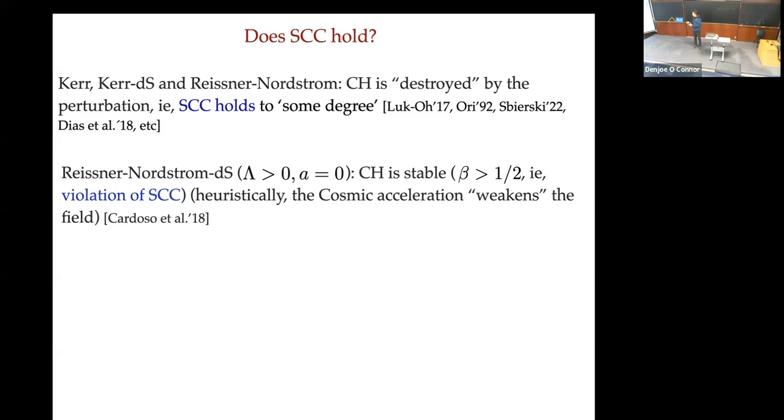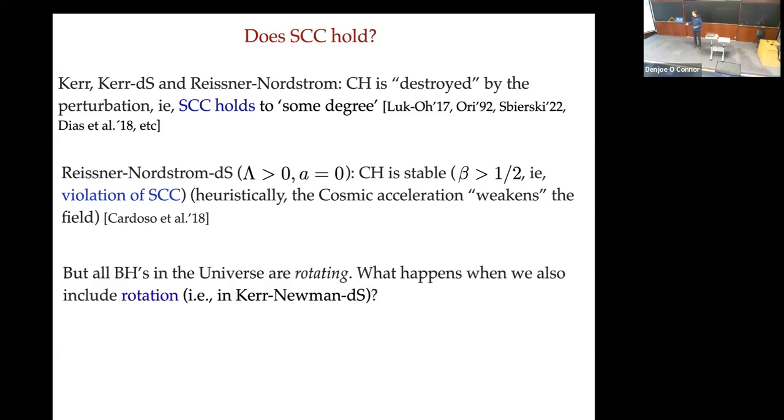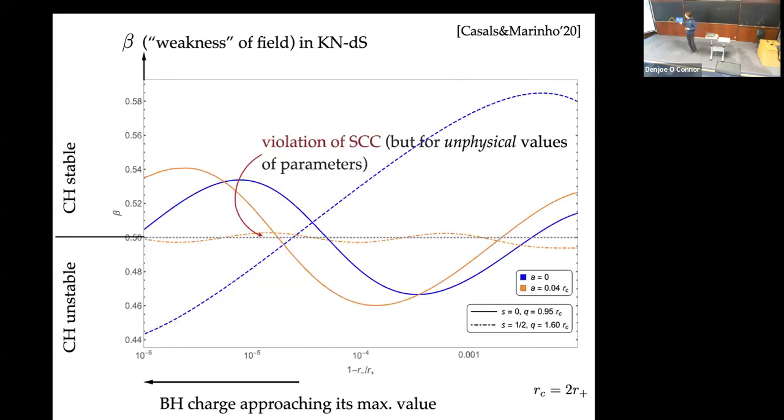What about in the rotating case? Reissner-Nordström is spherically symmetric, but all black holes are rotating. What about the case of Kerr-Newman-de Sitter? A PhD student of mine, Cássio Marinho in Brazil, did a numerical calculation of beta in Kerr-Newman-de Sitter. So beta equal 1/2 is here. Beta larger than 1/2 means the Cauchy horizon is stable, so violation of strong cosmic censorship. Below the line, there is preservation of strong cosmic censorship.